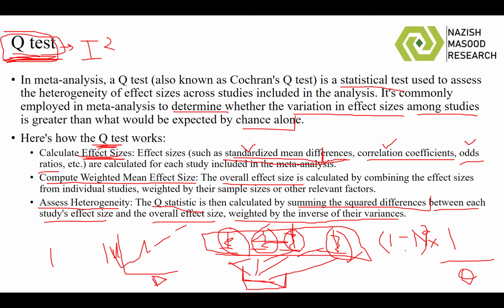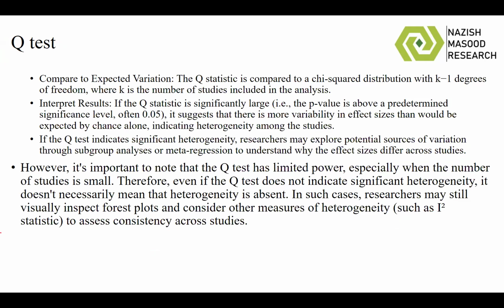But basically, what we are doing here is taking the difference of the effect size of the study minus the overall effect size, taking the square of it, and then multiplying it by the inverse of the variance. And this is done for one study. And then you add it with a similar approach for all the other studies. So if you have 9 studies, this bracket is repeated again, and you sum the overall statistic.